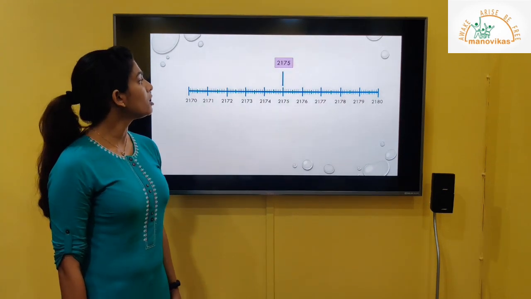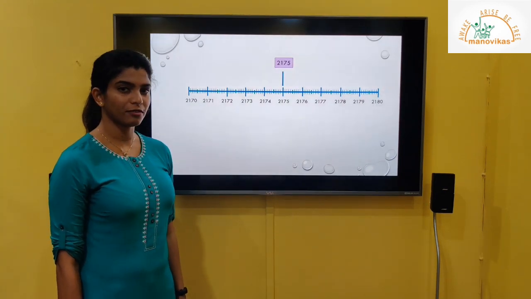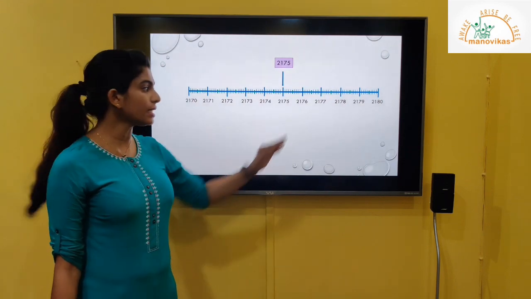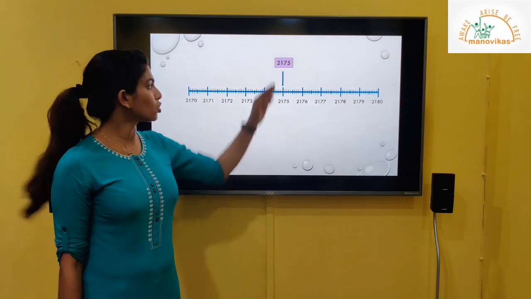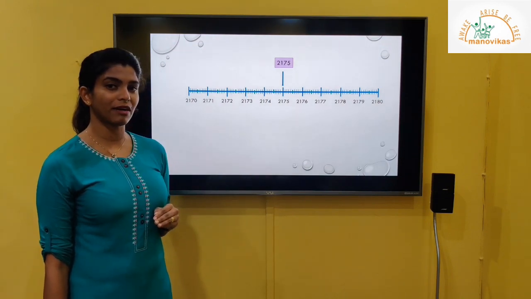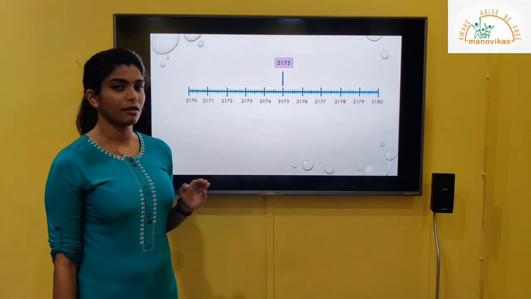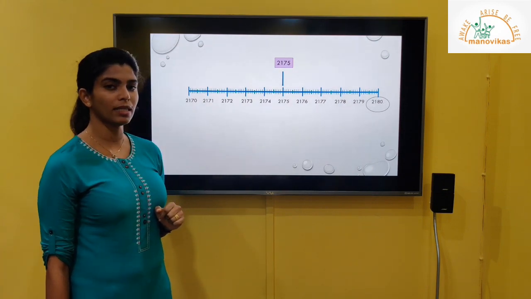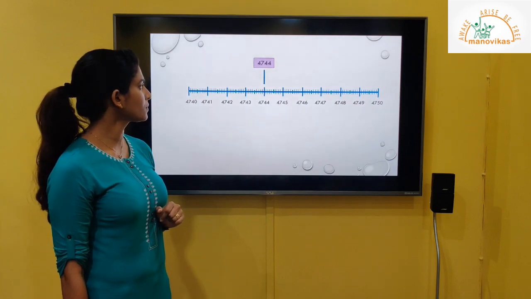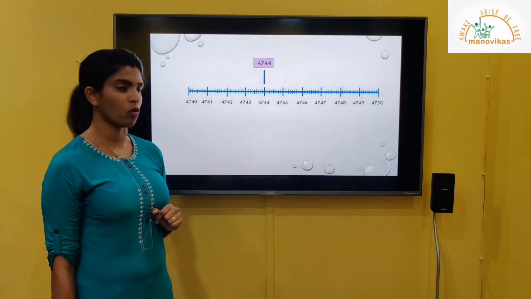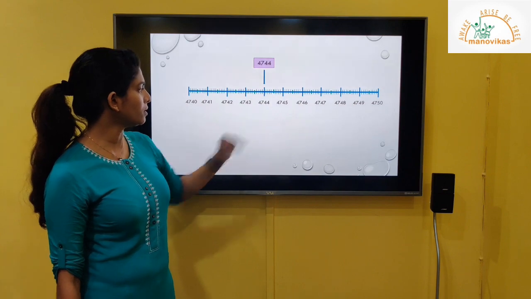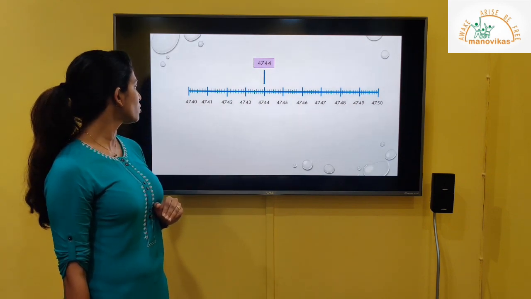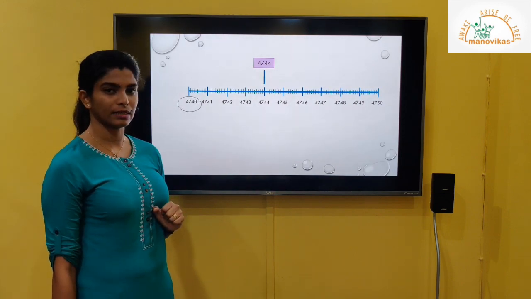Next number is 2175. There are two possible tens. Which are they? 2170 and 2180. So 2175 is the midpoint. Again, which is the nearest 10? It is 2180. 4744. So I have marked it over here. Can you tell me which is the nearest 10? It is 4740.